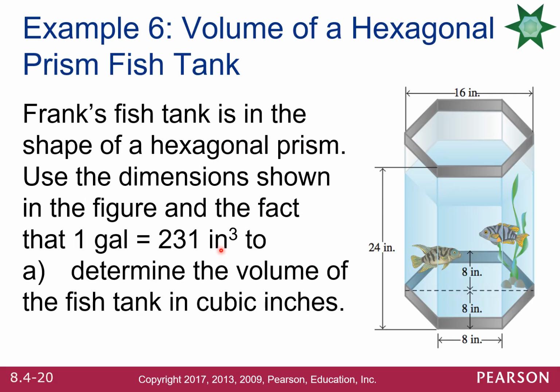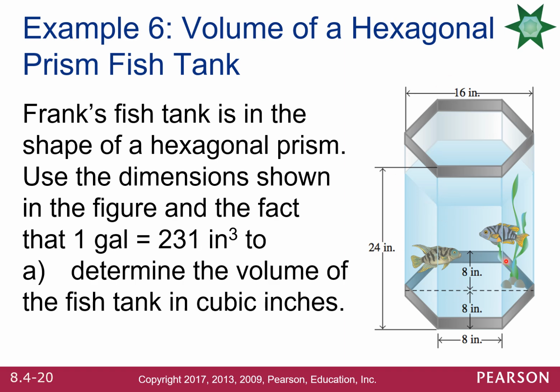So here's an example to find the volume of a hexagonal prism fish tank. Frank's fish tank is in the shape of a hexagonal prism. Use the dimensions shown in the figure and the fact that 1 gallon equals 231 cubic inches to first determine the volume of the fish tank in cubic inches, right? So I believe there are more parts to this question, but we will begin by finding the volume of the fish tank. That means what is the capacity of the fish tank, how much water it can hold.